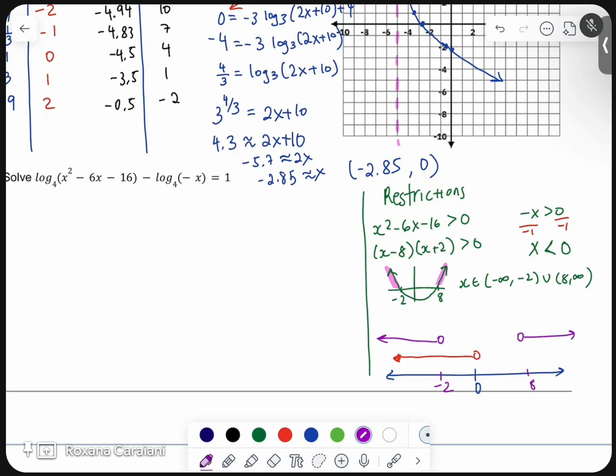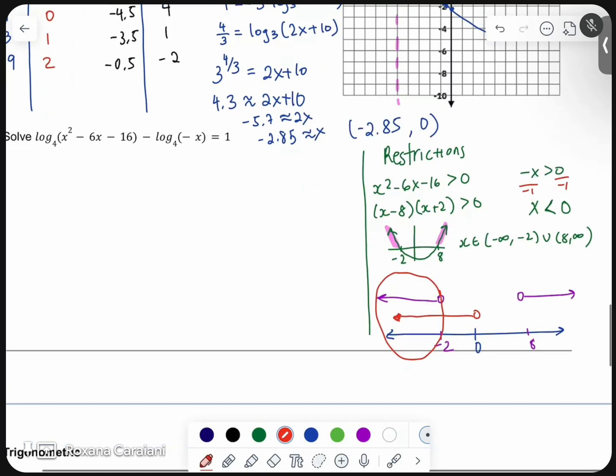Now remember, when we're talking about the restriction of an expression or an equation, we want the restriction that is an overlap of both restrictions. So this piece here is useless because it doesn't satisfy the red piece. So that one, no thank you. But I see an overlapping region right here. And that's when x is less than negative 2.